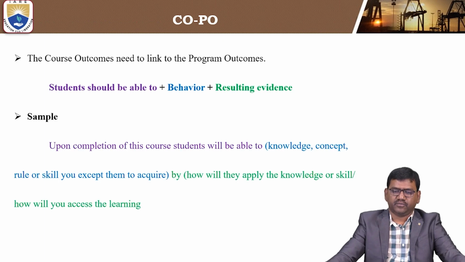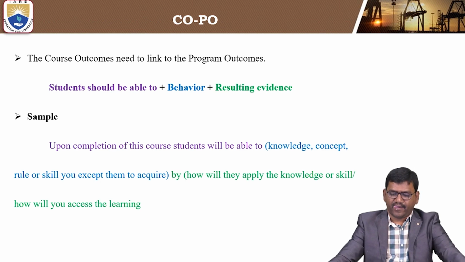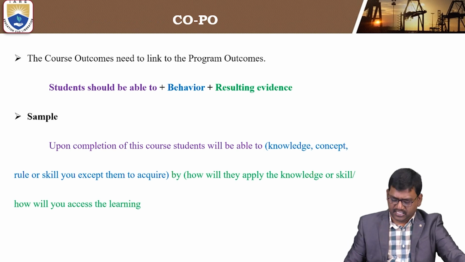So there is a CO-PO, so course outcomes need to link to the program outcomes. Students should be able to show behavior plus resulting evidence. So this is known as the course outcome, which is related to the program outcome. A sample: upon completion of this course, the students will be able to, with the knowledge, concept, rule or skill they are to acquire, how they will apply the knowledge or skill, and how they will assess the learning.